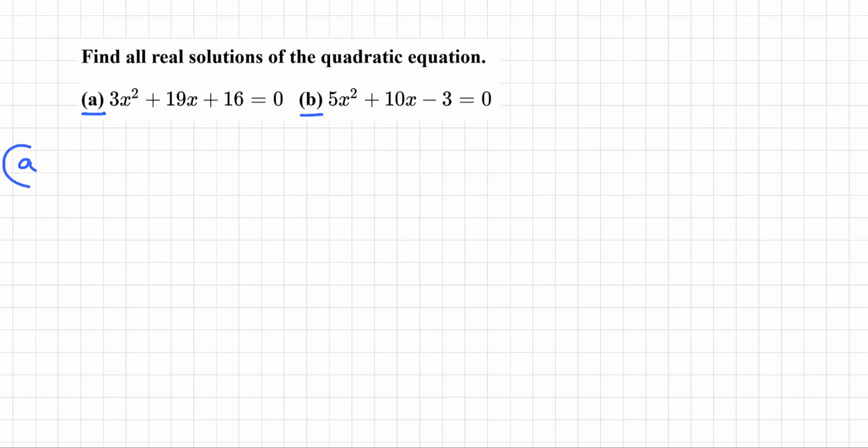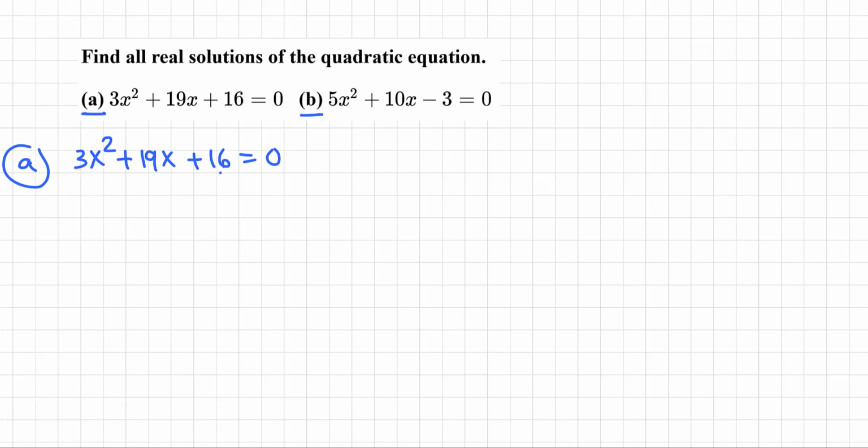So in part A, we got 3x squared plus 19x plus 16 equals 0. On the left side, we got a quadratic polynomial. It may or may not factor. Okay, if it factors, then we can just factor and find the x value. If it does not factor, then we can try the quadratic formula.